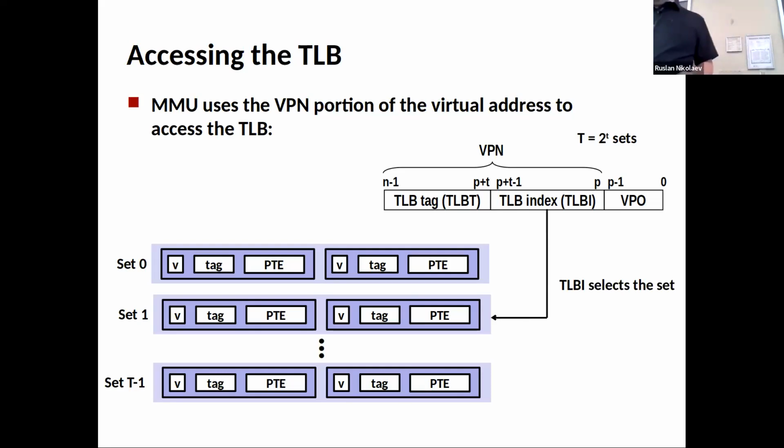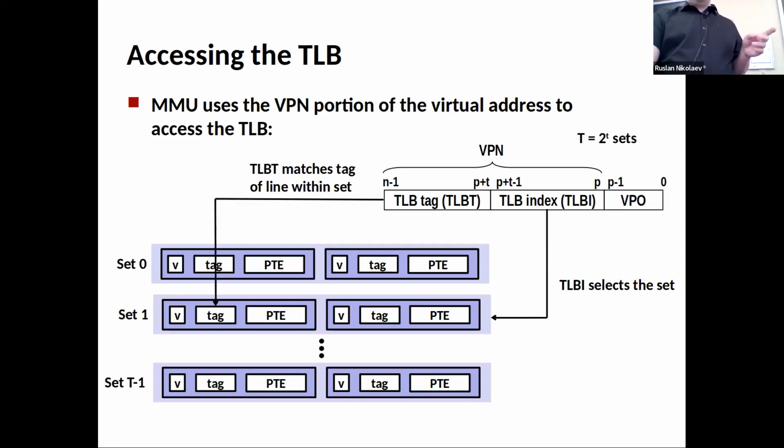So again, we retrieve the index, we go to the set, then in the set, assume it's a valid entry, right? So we compare the tag, and then we retrieve the page table entry. So the TLBT matches the tag. Here, we retrieve the PT.